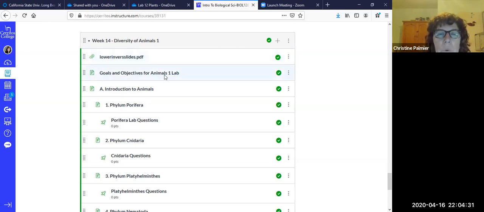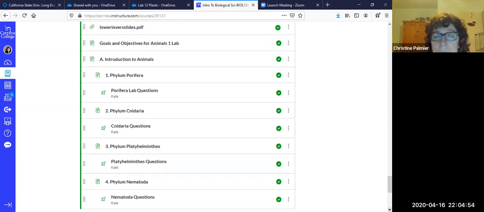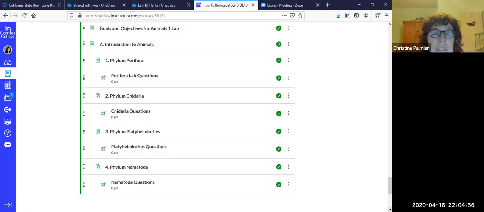And then you have some goals to read, as well as do read about sponges and do the activity on sponges. Phylum Cnidaria, which includes jellyfish and hydra, coral and sea anemones. Then you have Platyhelminthes, which includes the free-living and parasitic organisms. And you have questions to answer. Phylum Nematoda. Okay, so these questions here go towards your 4 out of 12 points.